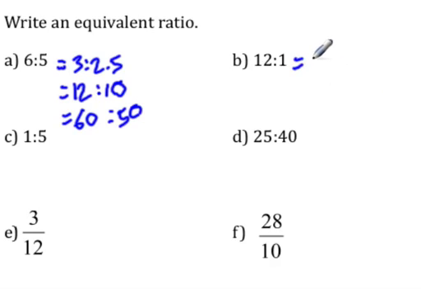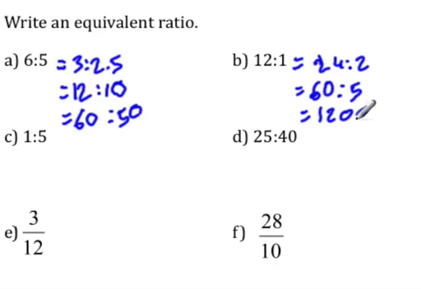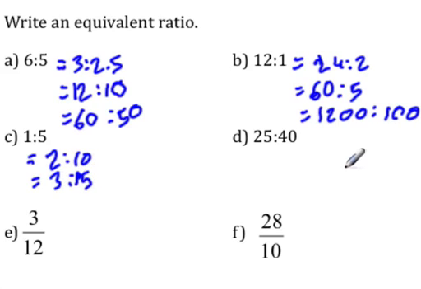For this one, we could double both 12 and 2, and so then that would be 24 to 2. We could also multiply them by 5. 5 times 12 is 60 to 5. Or we could multiply both by 100. So that'd be 1200 to 100. And those are all equivalent ratios to 12 to 1. Now for this one, same thing. Multiply both by 2, so 2 to 10, which is the same as 3 to 15. So there's plenty there.